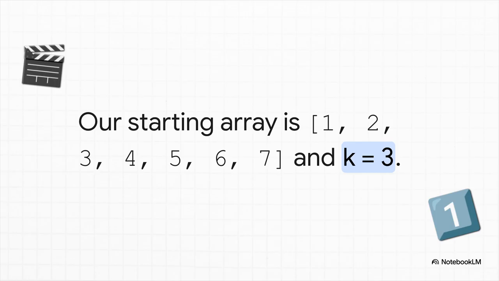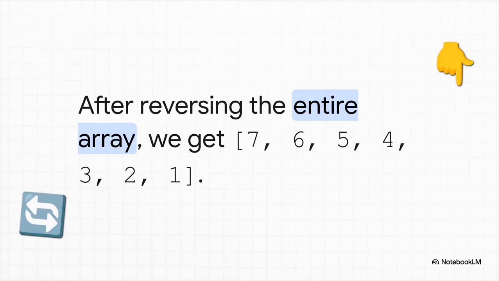We've got our array, 1, 2, 3, 4, 5, 6, 7, and our k is 3. Just to remind ourselves, our final goal is to get 5, 6, 7, 1, 2, 3, 4. So let's see how our 3 reversal trick makes that happen. Step 1, reverse the whole thing, the entire array. So 1, 2, 3, 4, 5, 6, 7 becomes 7, 6, 5, 4, 3, 2, 1.